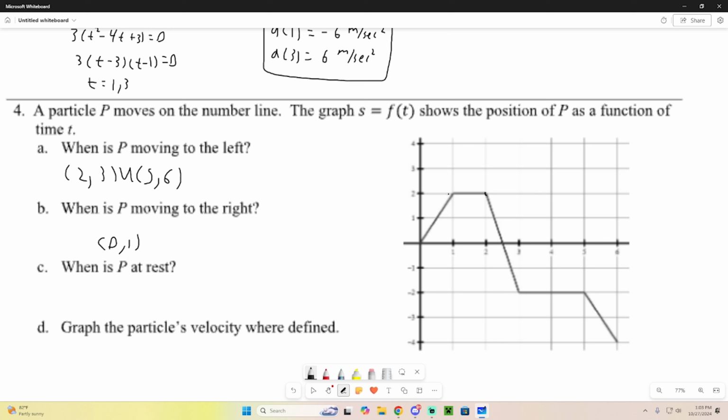When is p at rest? When it's not moving. When the y value isn't increasing or decreasing, which is from 1 to 2, union from 3 to 5.